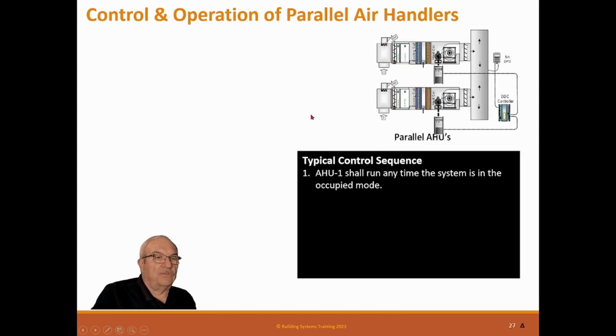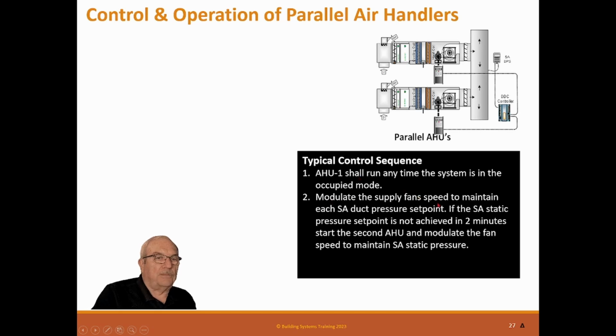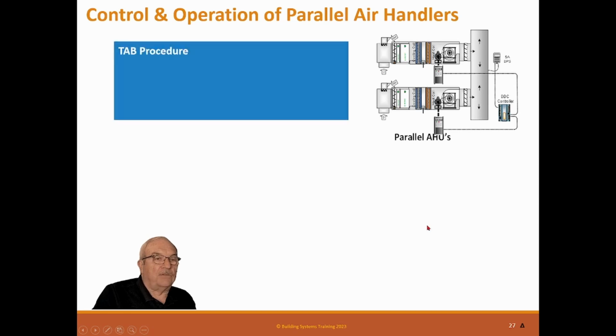So the sequence is, air handler 1 should run anytime the system is in the occupied mode. Modulate the supply fan speed to maintain the supply air duct pressure set point. If the supply static pressure set point is not achieved in 2 minutes, start the second air handling unit and modulate that fan speed to maintain the supply air static pressure. If fan speed drops below 30% speed, stop air handler 2.